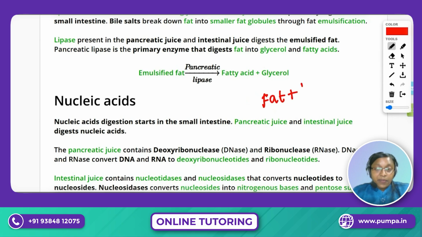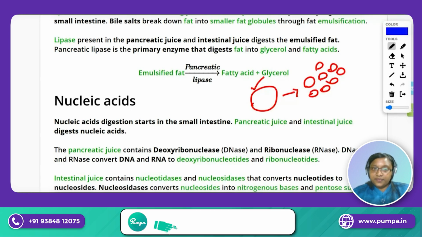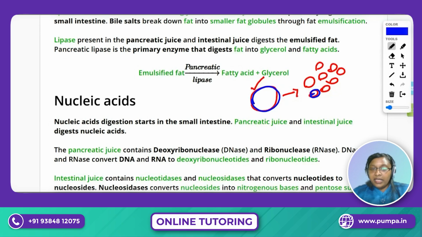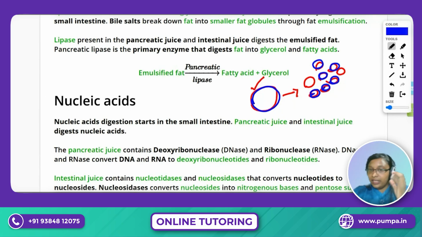The fat mixes with the bile, and then, suppose there is a big fat like this, it will be converted into small fat globules. It's like when your mother prepares chapathi, first she takes a big piece like this, right everyone? Yes or no? Yes. And after that, from the big one, your mother will take some small chunks, right everyone? Yes, ma'am. This is happening in the small intestine.